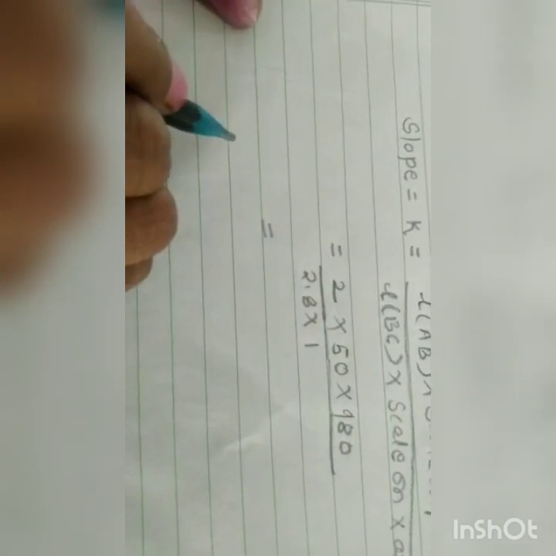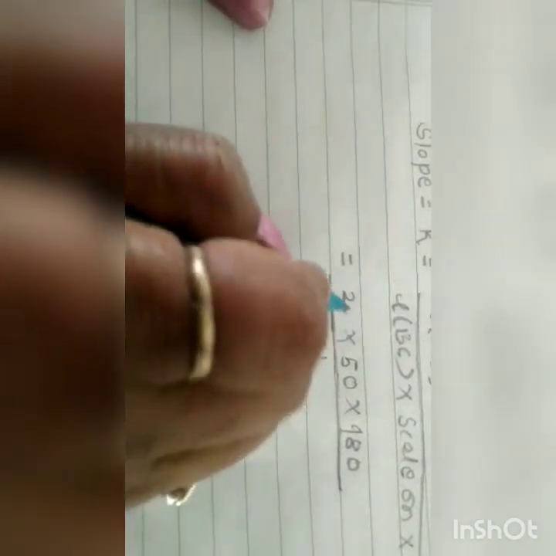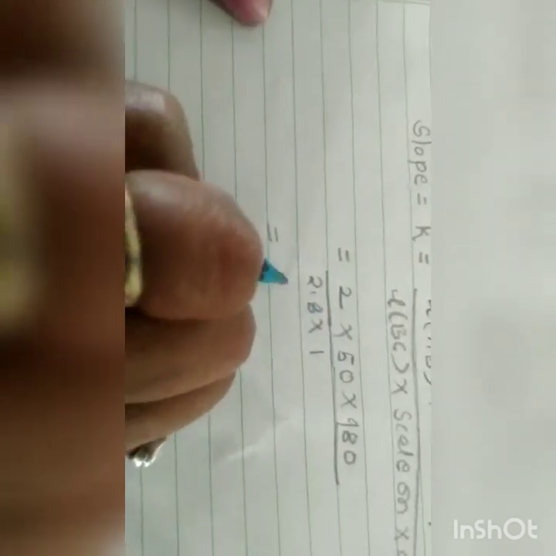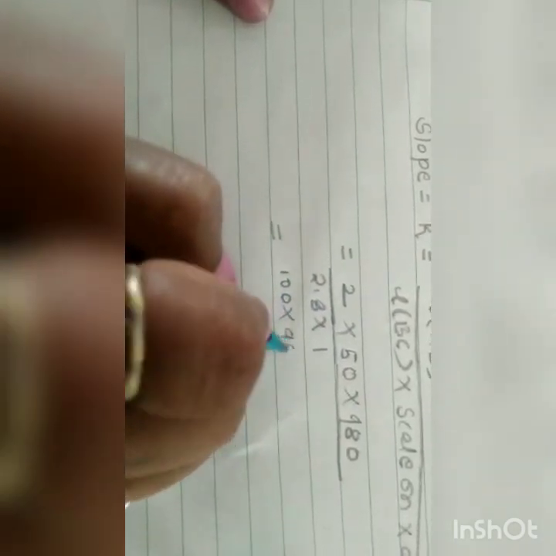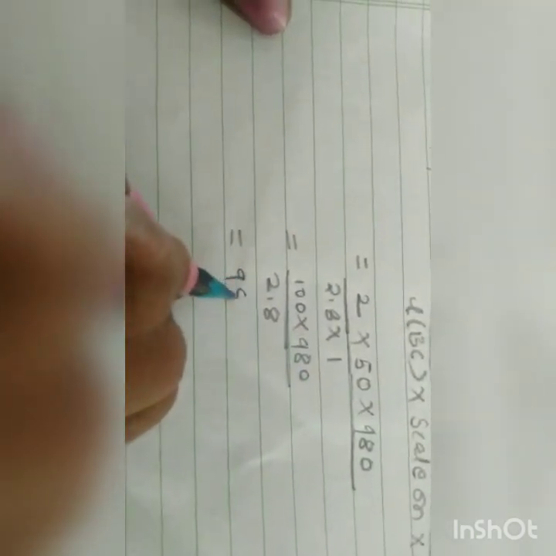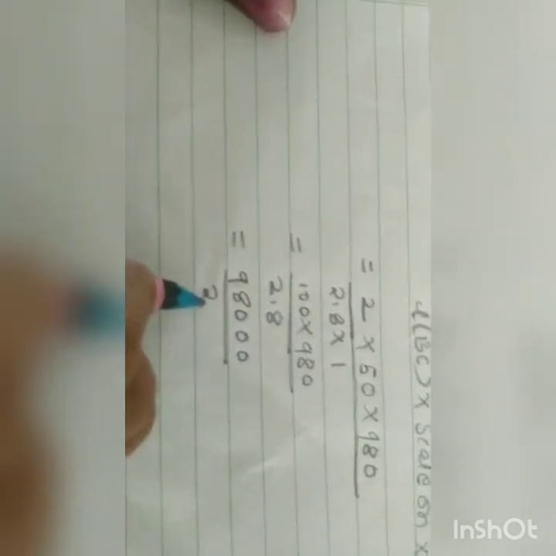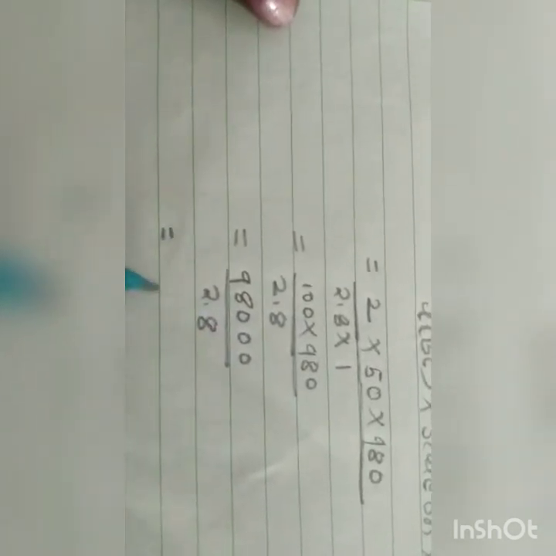Okay. Now, I will write here 50 into 2, it becomes 100 into 980 divided by this 2.8. Okay. It becomes 98000 divided by 2.8 is equal to, I will write here.